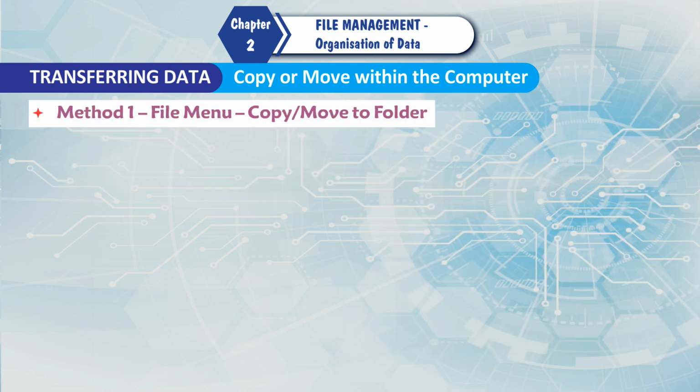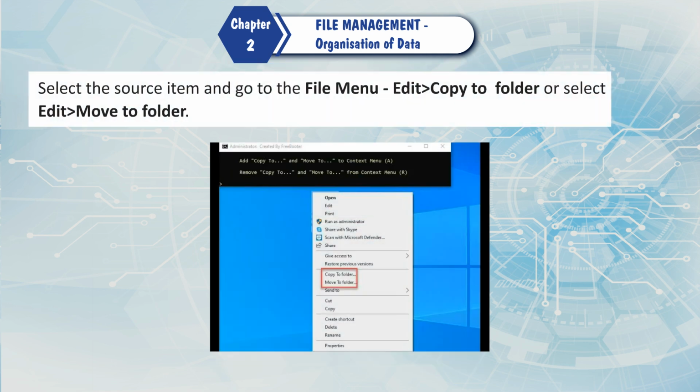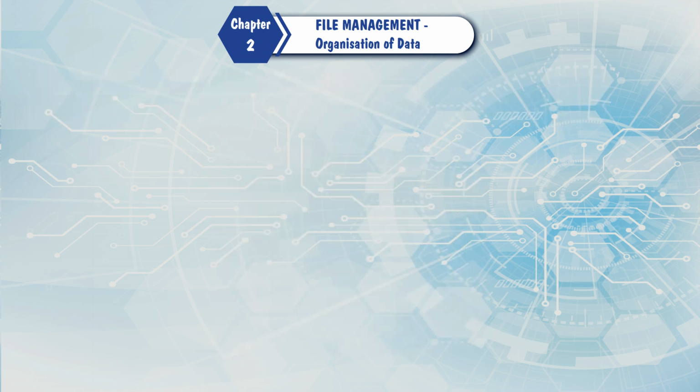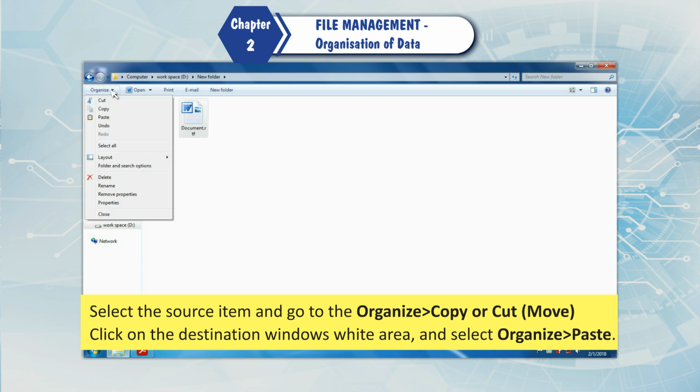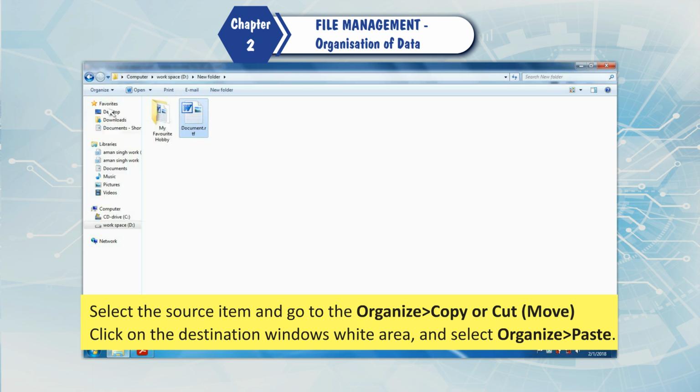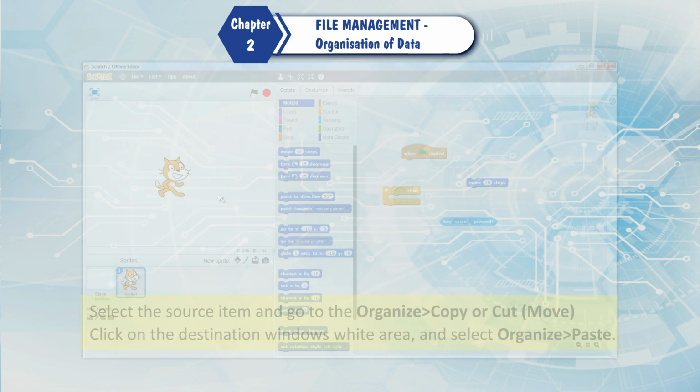Method 1. File menu, Copy or Move to folder. Select the source item and go to the Edit menu, then select Copy to folder or Move to folder. Method 2. Organize menu. Select the source item and go to Organize, Copy or Cut. Click on the destination window's white area and select Organize, Paste.